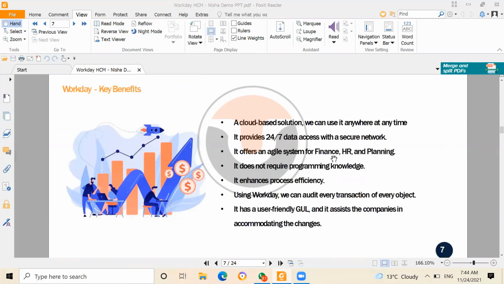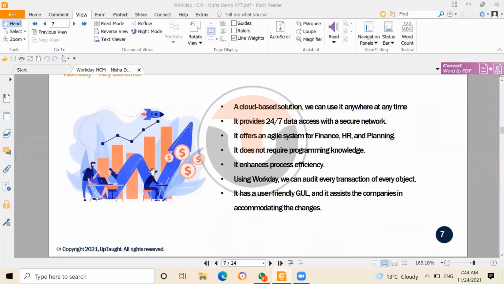I already told you about these kinds of modules, functionalities and operations that we can configure in Workday. It does not need any programming language. Obviously, I told you this is a functional module. This is not a technical module. We work on the front end layer, not the back end layer. So it is basically a functional module, and we don't need programming and all that.